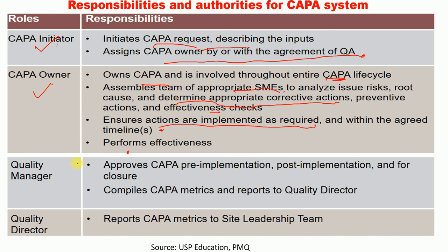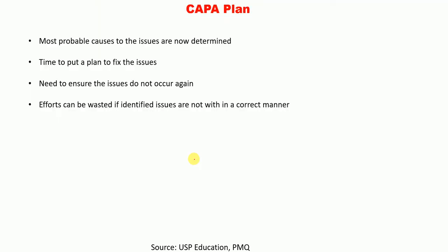So what does the quality manager do? The quality manager approves the CAPA pre-implementation, post-implementation, and closure. The quality manager also compiles CAPA metrics and reports to the quality director, and the quality director reports CAPA metrics to the site leadership team. Okay, so these are the responsible authorities and their responsibilities for the CAPA system.